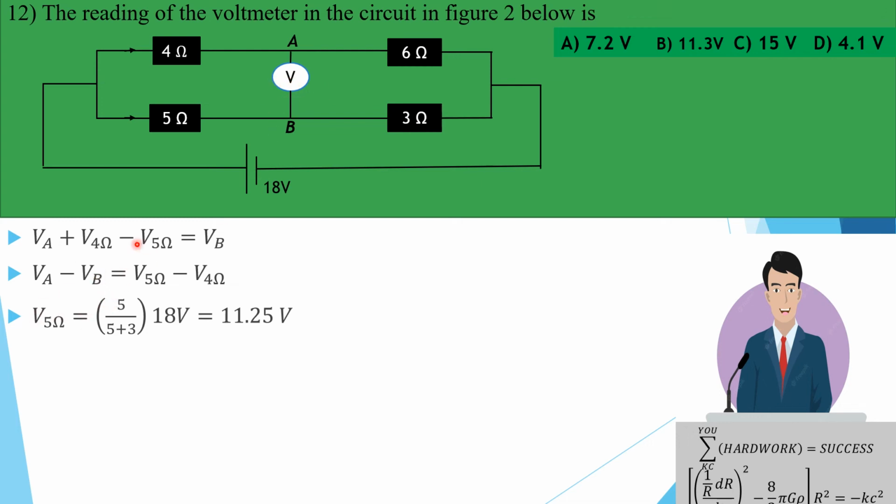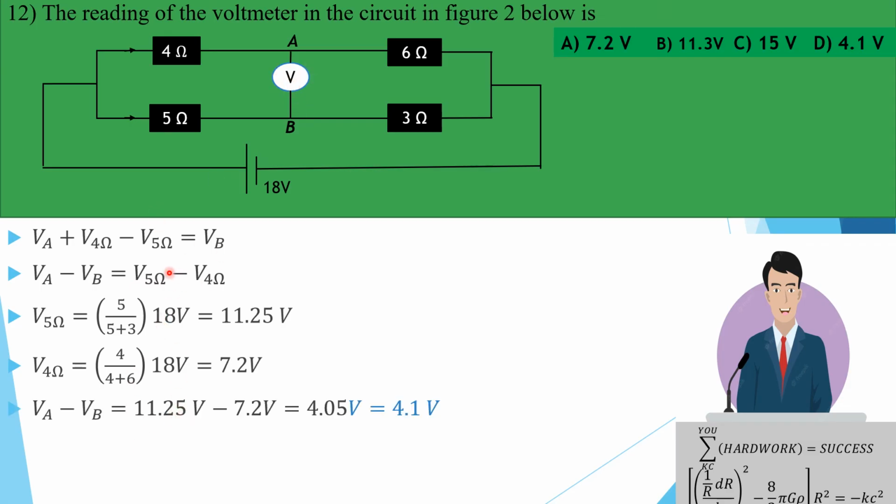So for the voltage across the 5 ohm, we will just use the potential divider rule. We have 5 over 5 plus 3 times the EMF that's applied to these two, which is 18. Then for the voltage across the 4, you do the same thing, and you have 7.2. Then VA minus VB, which is what our voltmeter would read, will simply be V5 minus V4. So we have 4.1 there. So our answer is D.